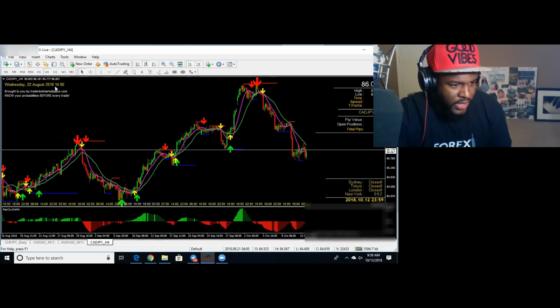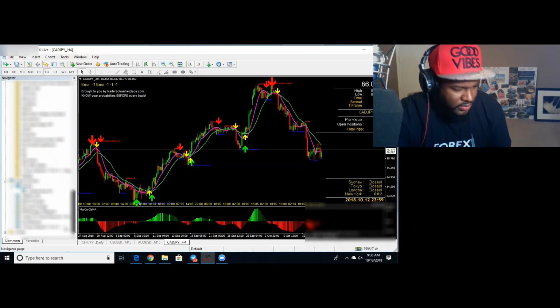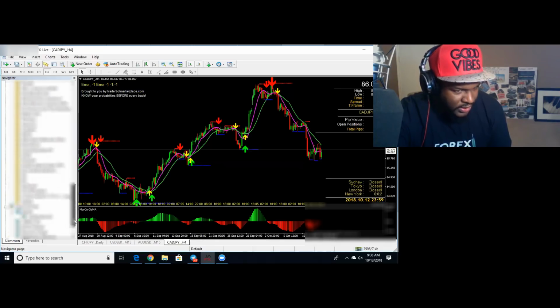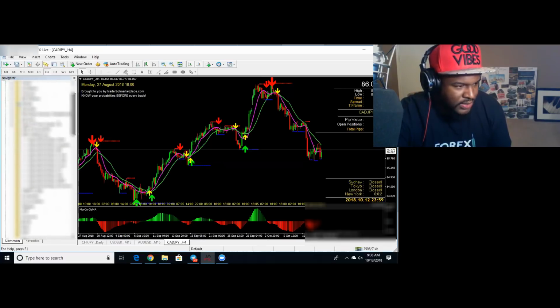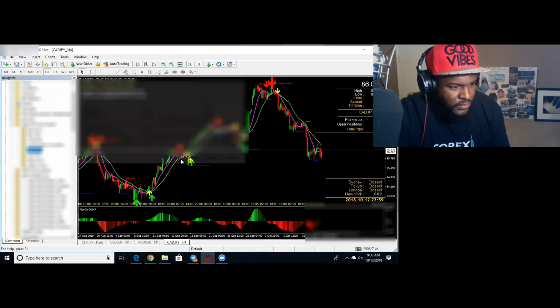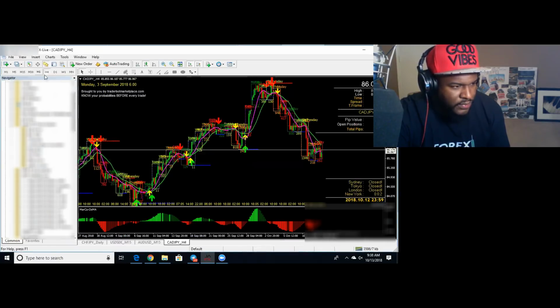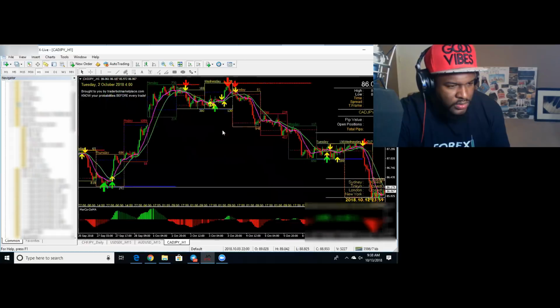So I'm going to add something in here so you can see what's going on. I want you guys to have a clear view of what I'm looking at. I'm going to add this indicator on top of this system here. Let's see if I can find it. Okay. So let's go back some here.